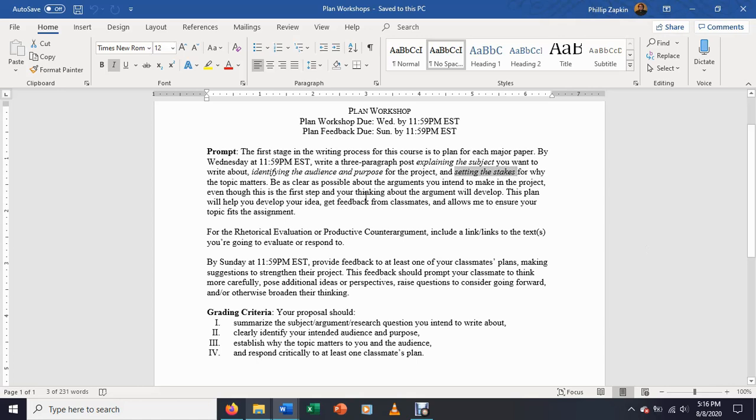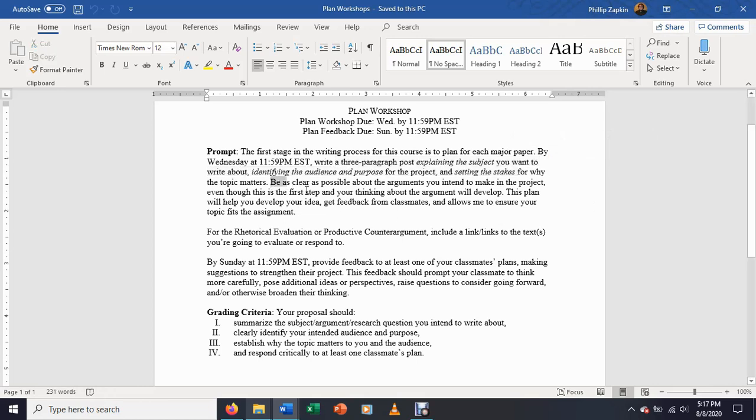So we're following up paragraph 2, which establishes who you're writing for, with paragraph 3, establishing why it matters. Why do the people that you're writing for care about this topic? So that's what your 3 paragraphs are going to be doing: explaining the subject, identifying the audience and purpose, and then setting the stakes.